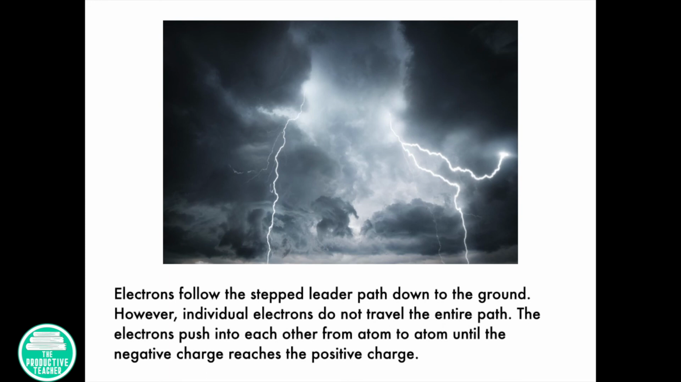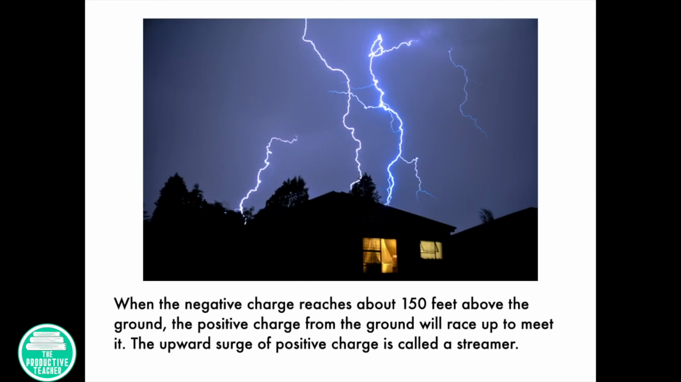However, individual electrons do not travel the entire path. The electrons push into each other from atom to atom until the negative charge reaches the positive charge. When the negative charge reaches about 150 feet above the ground, the positive charge from the ground will race up to meet it. The upward surge of positive charge is called a streamer.